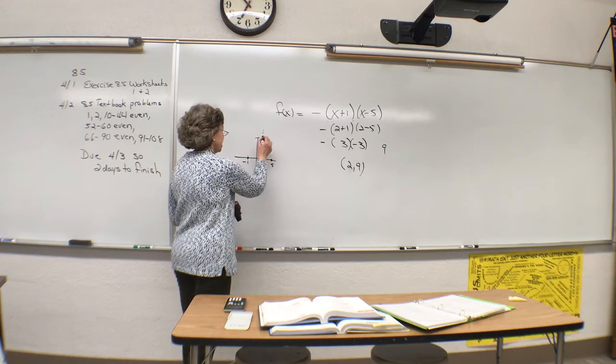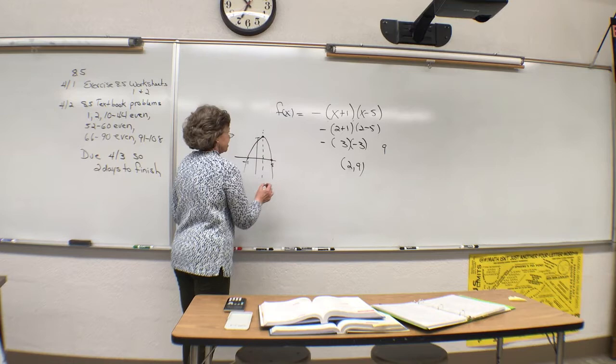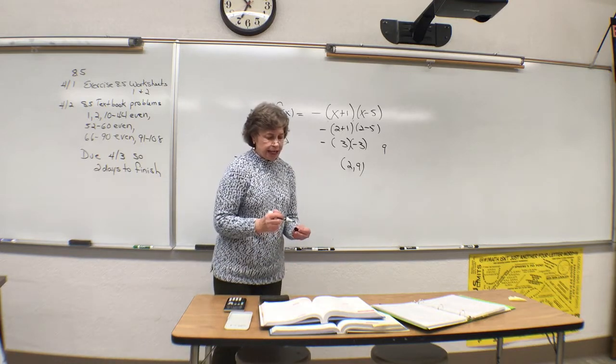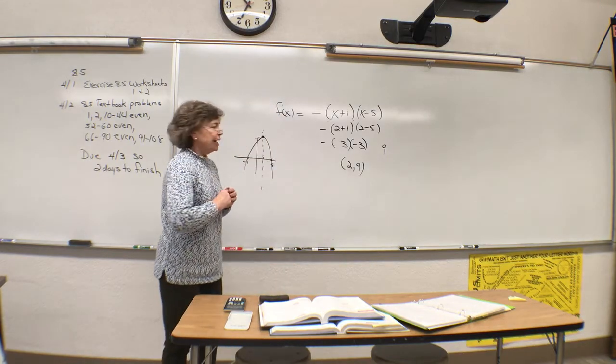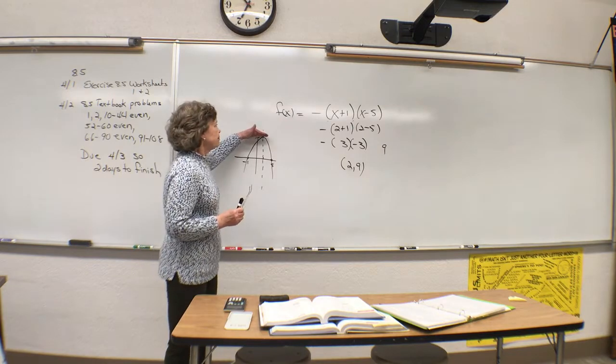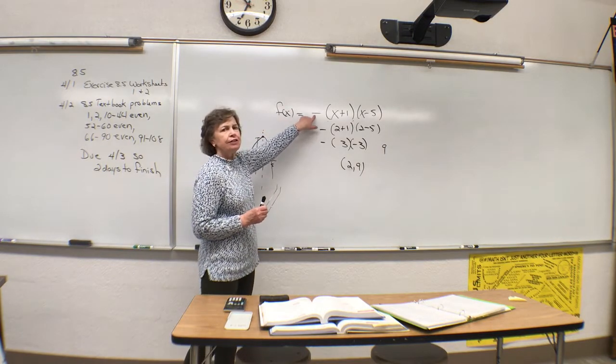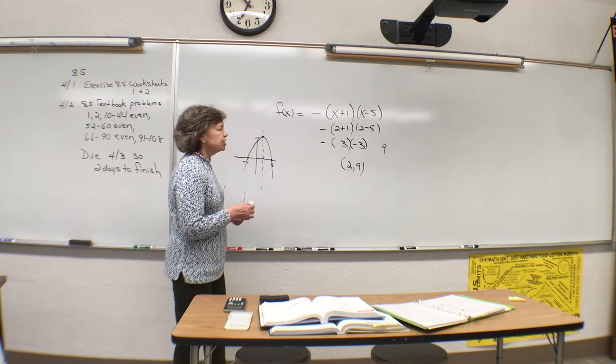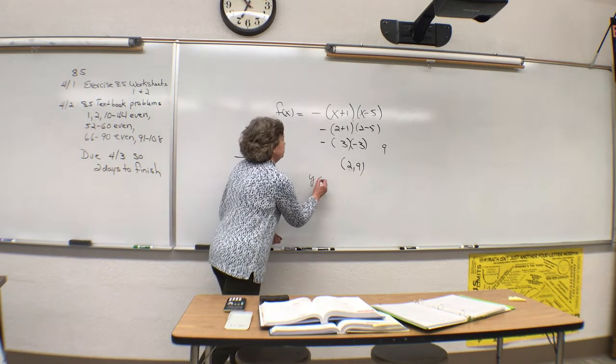So way up here, 2, 9, we have a vertex, and we would be connecting these, and so now we're ready to talk about domain and range. What do we know about the range? This is going to be a maximum because this is opening down, and so my range is y is less than or equal to 9.